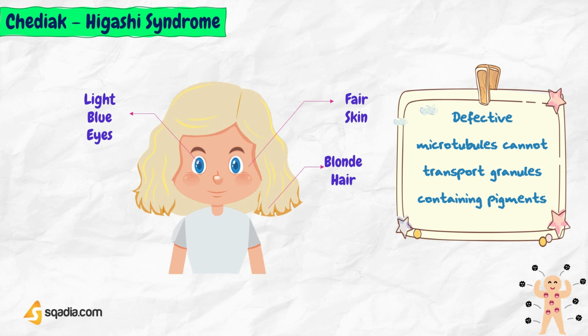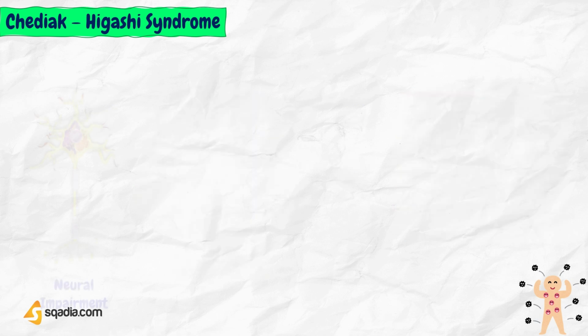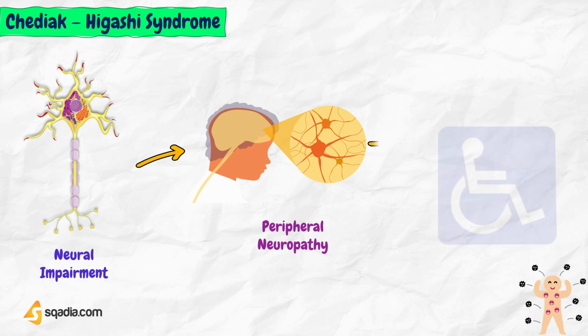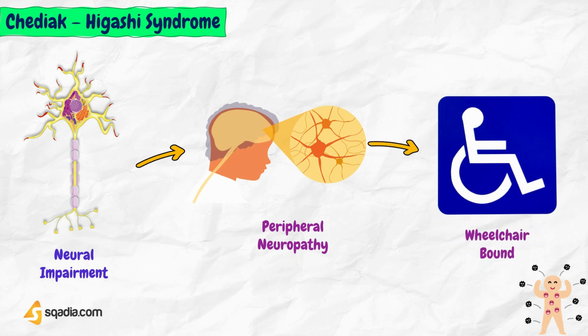Children who do survive often have severe neural impairment. They have peripheral neuropathy, which causes weakness and sensory deficits, and this causes them to be in wheelchairs pretty early on in life.